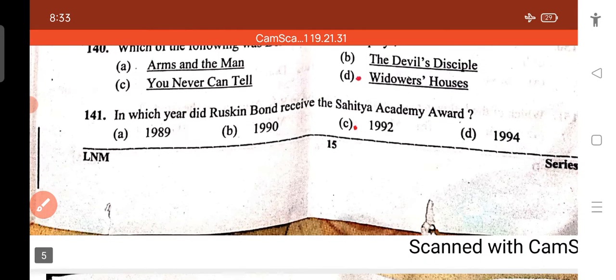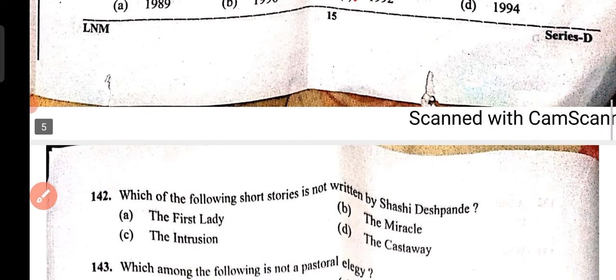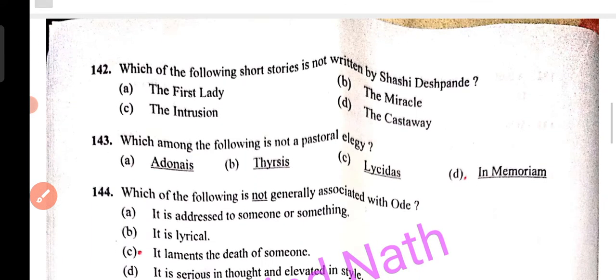Now the question number 141. In which year did Ruskin Bond receive the Sahitya Akademi Award? 1992. Now the question number 142.